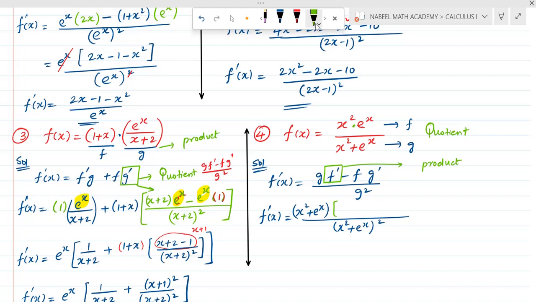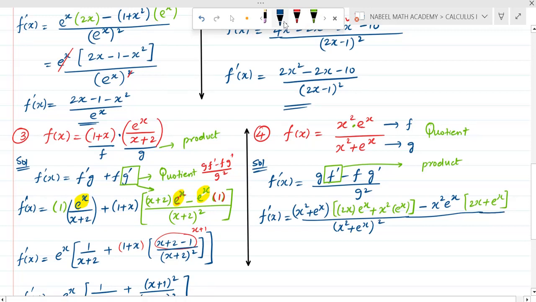F differentiated means you will have 2x, and this is fixed, plus x square is fixed, e power x differentiation is e power x. So this is the derivative for the first term. The next one is very simple. Minus f is fixed, x square e power x is fixed. Okay. Then what about g? The g is 2x plus e power x. So why are we not applying the product rule? Because it's plus. Due to the plus, we are applying the linear property here.